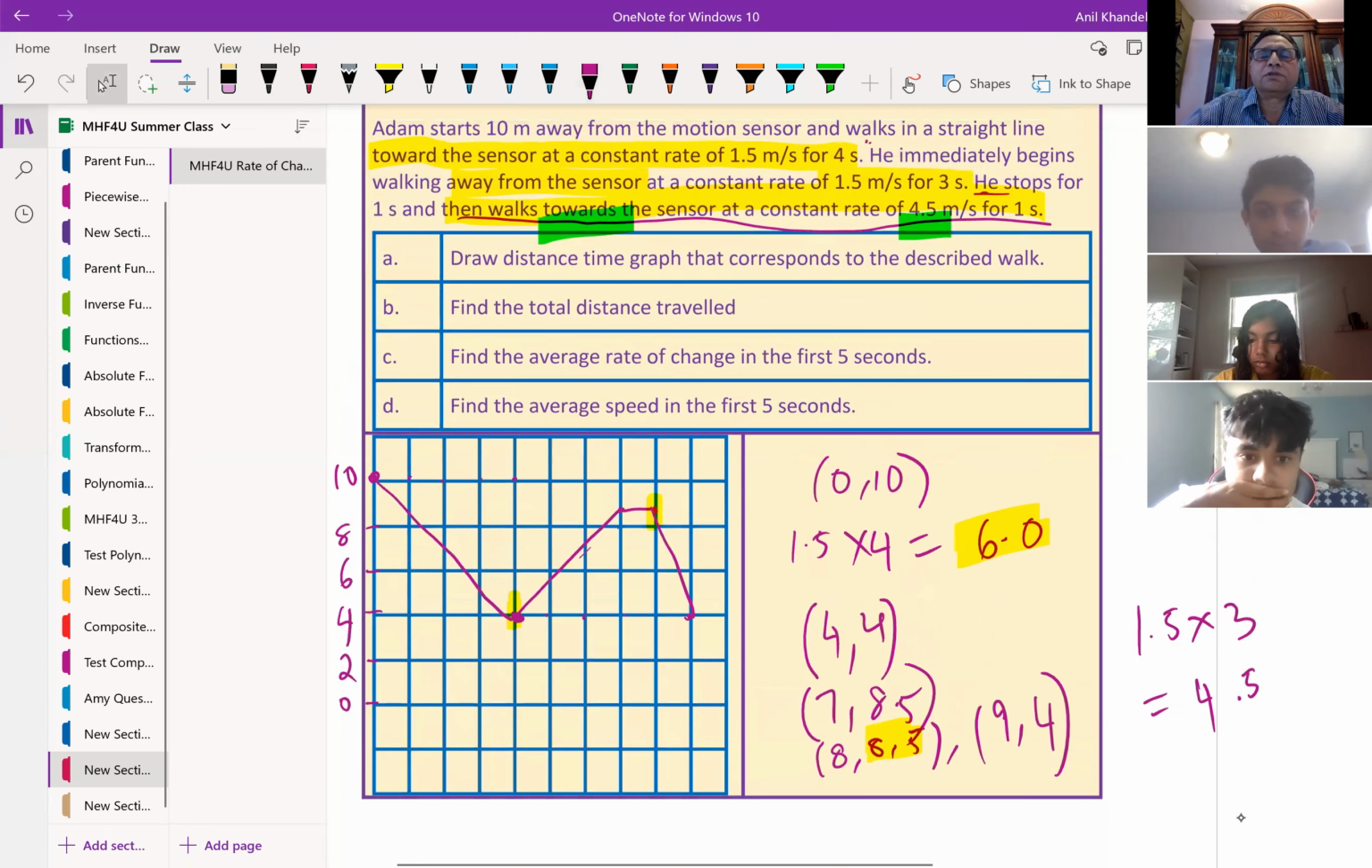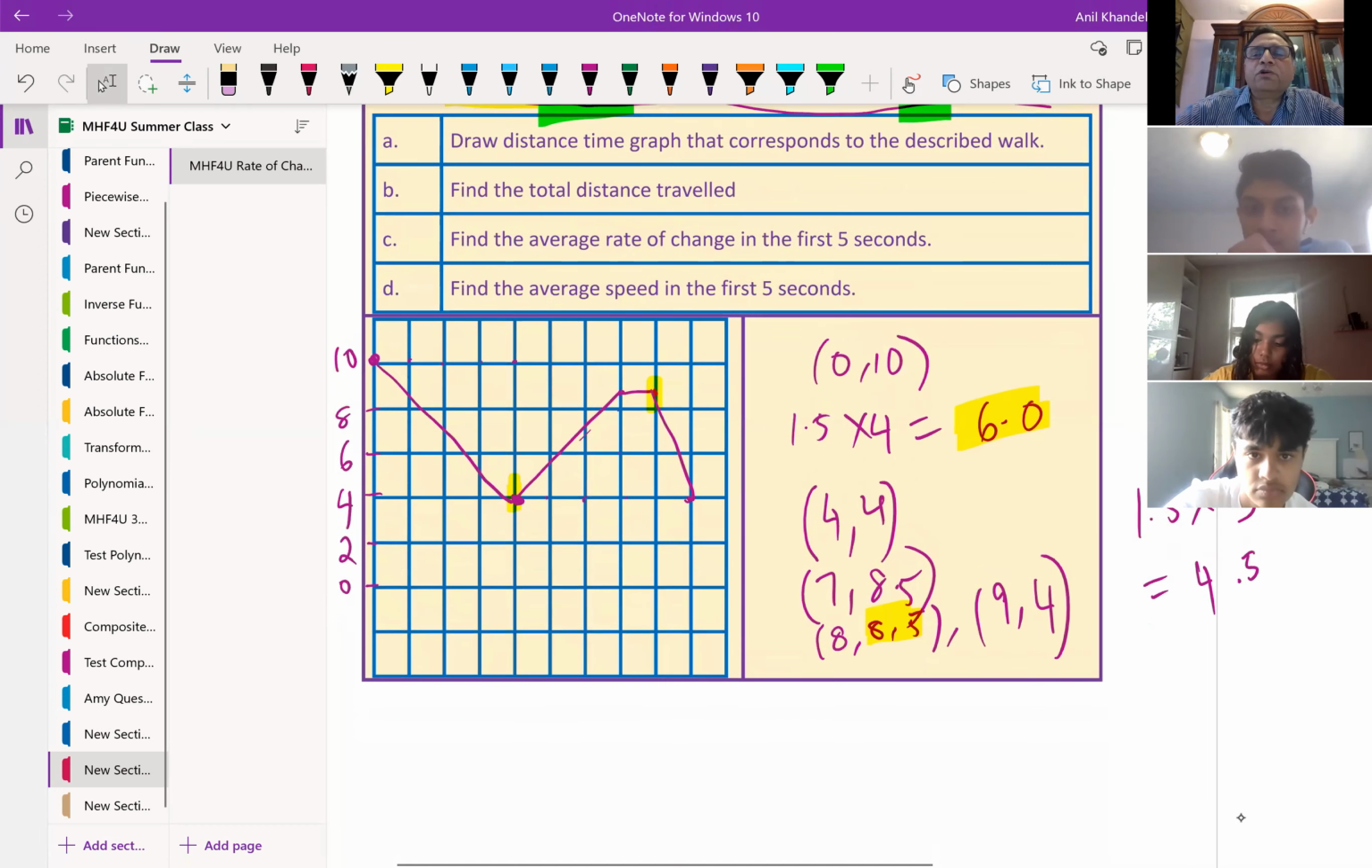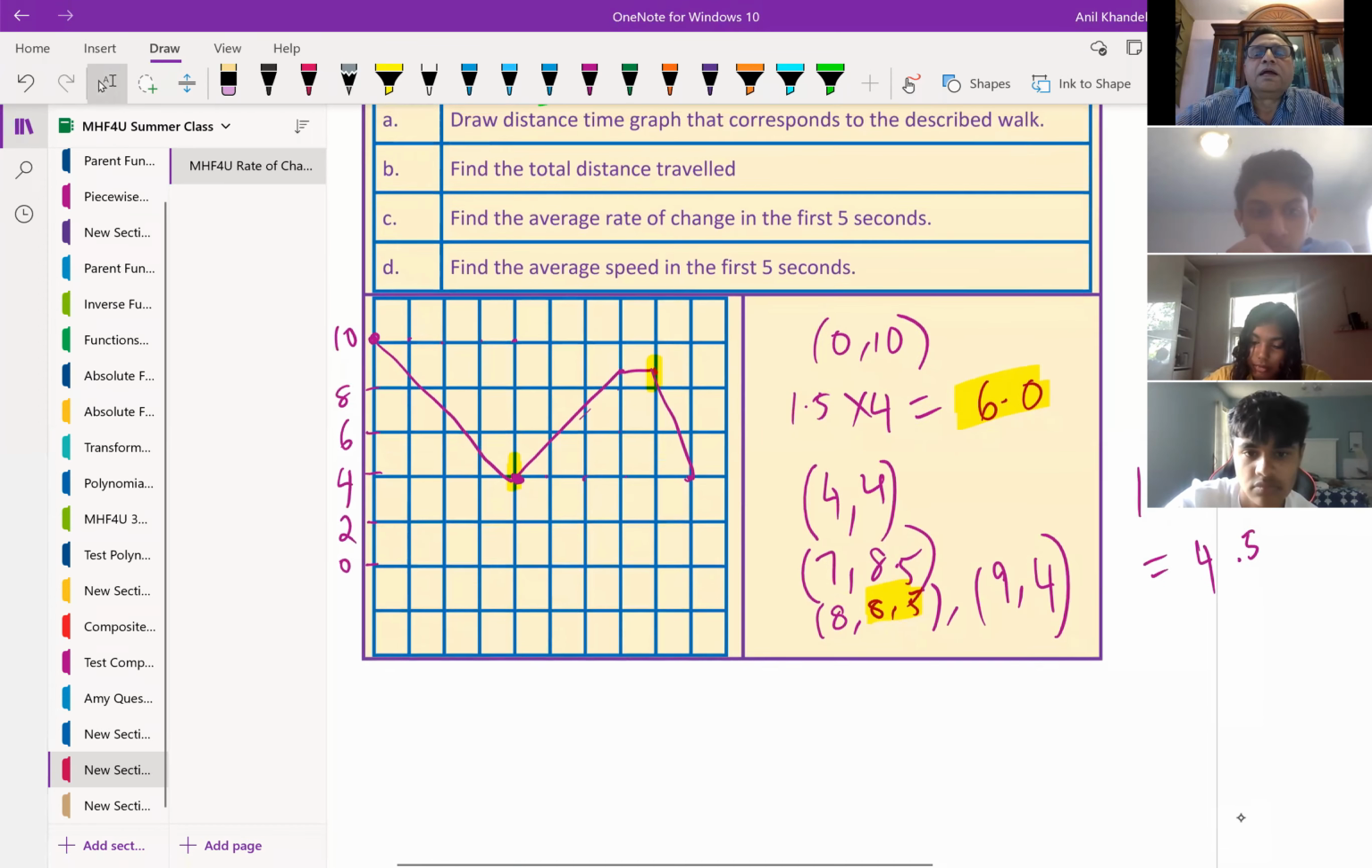Okay, I'll ask you that question later. Part A, we'll start answering this. Hamza, can you read and answer this question? Draw a distance time graph that corresponds to the described walk. We'll do the reverse of this. Now, what you have to do, Hamza, is if I give you the graph, you have to describe this path.